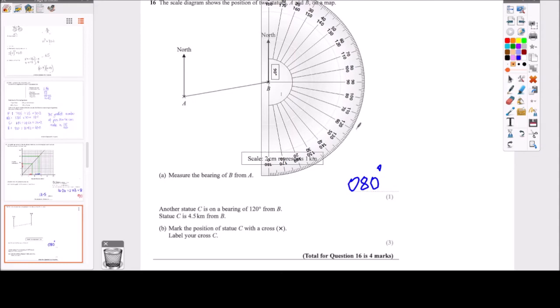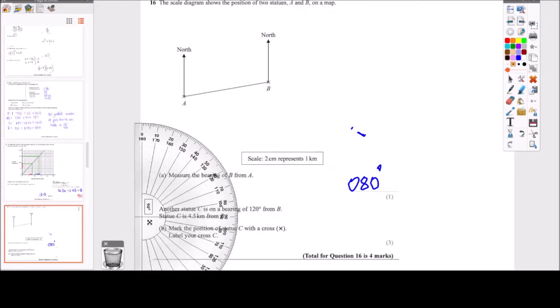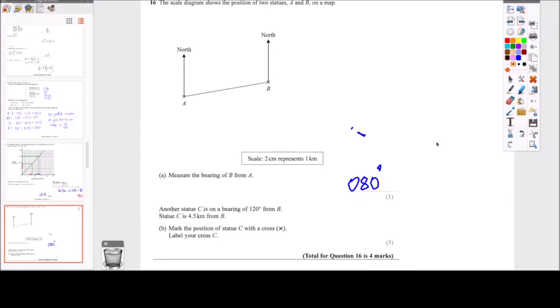So that's coming off at that angle there. There's 120. So that's coming off at that angle. Okay, so that's coming off at that angle. Now, how far along are we going to go? Well, this question is saying that it is 4.5 kilometers from B, but we're told each kilometer is 2 centimeters. So 4.5 kilometers is going to be 9 centimeters along here.